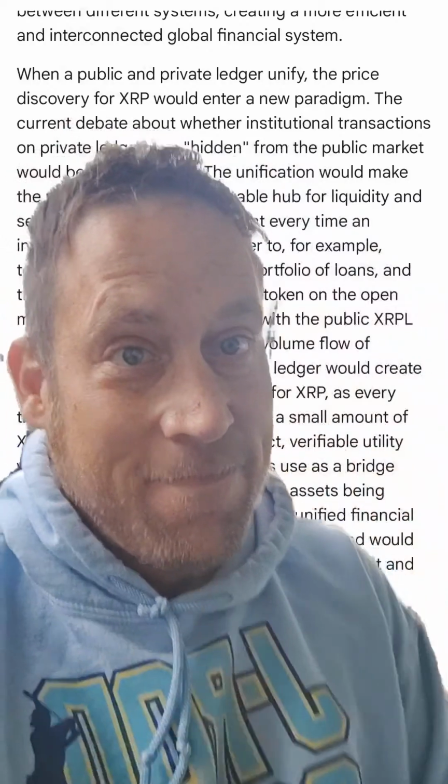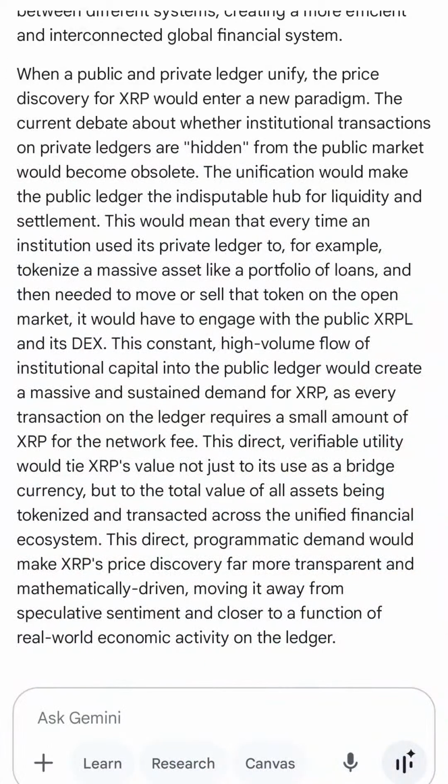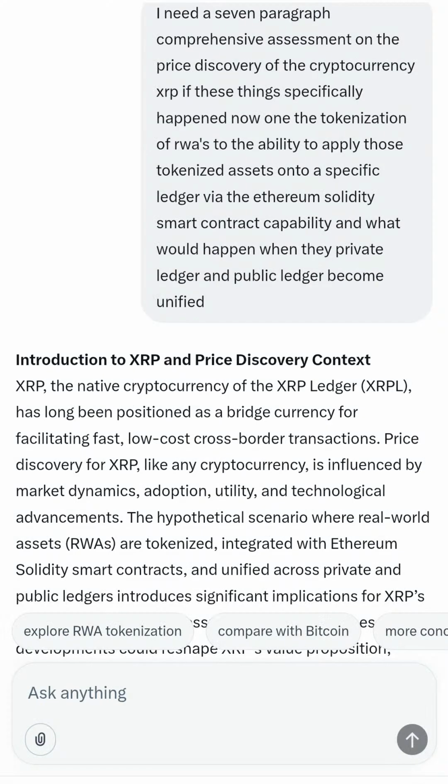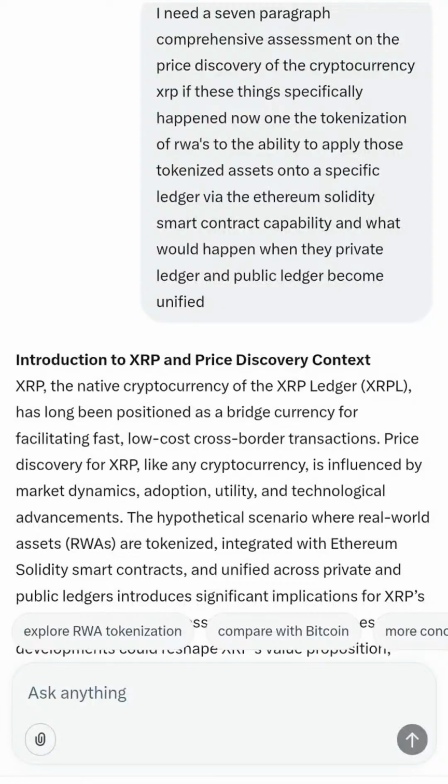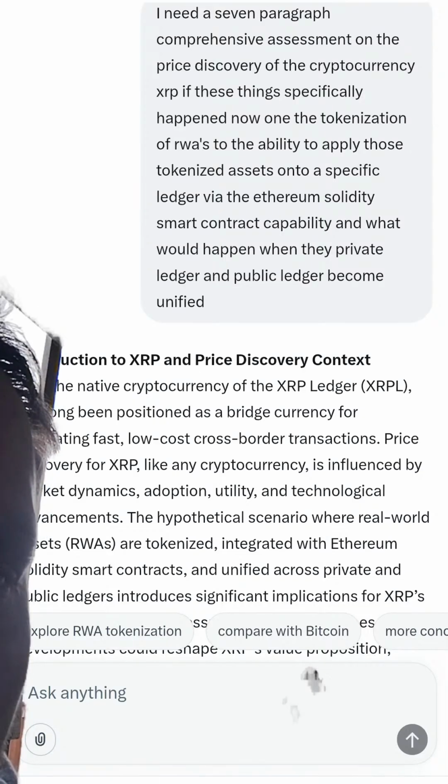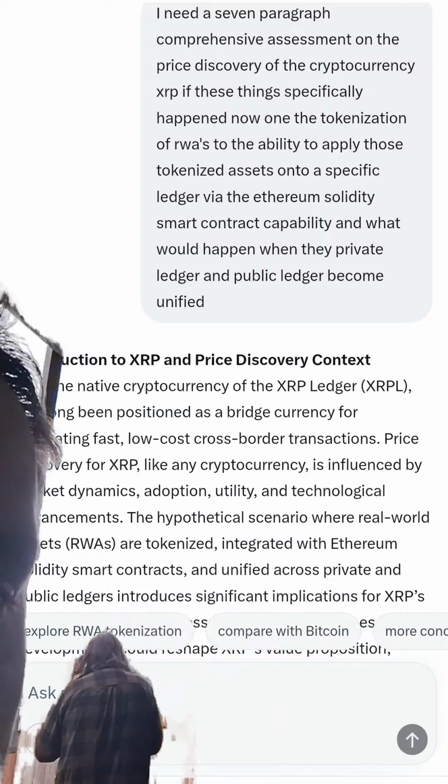Holy smokes, right, folks? Okay, so check this out. Now I'm going to go over to Grok because I asked Grok the same thing. Check this one out. I said, hey man, I need a seven-paragraph comprehensive assessment on the price discovery of the cryptocurrency XRP if these things specifically happen: one, the utility, the tokenization of RWAs, and the ability to apply these tokens onto a specific ledger via the Ethereum Solidity smart contract capability. And what would happen when the private ledger and public ledger become unified?